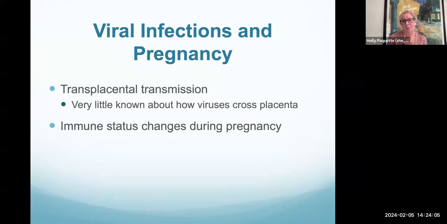Viral infections and pregnancy are not fully understood in terms of how this happens. For example, with transplacental transmission, there's very little known about how viruses can cross that placenta. We think of it as generally being fairly sterile, but some viruses are able to do that. In addition, we know that the immune status of the mother often changes during pregnancy. They're not necessarily completely immunocompromised, but the body is doing so much work to help develop this embryo that often the immune status is not as strong as it would be without being pregnant.